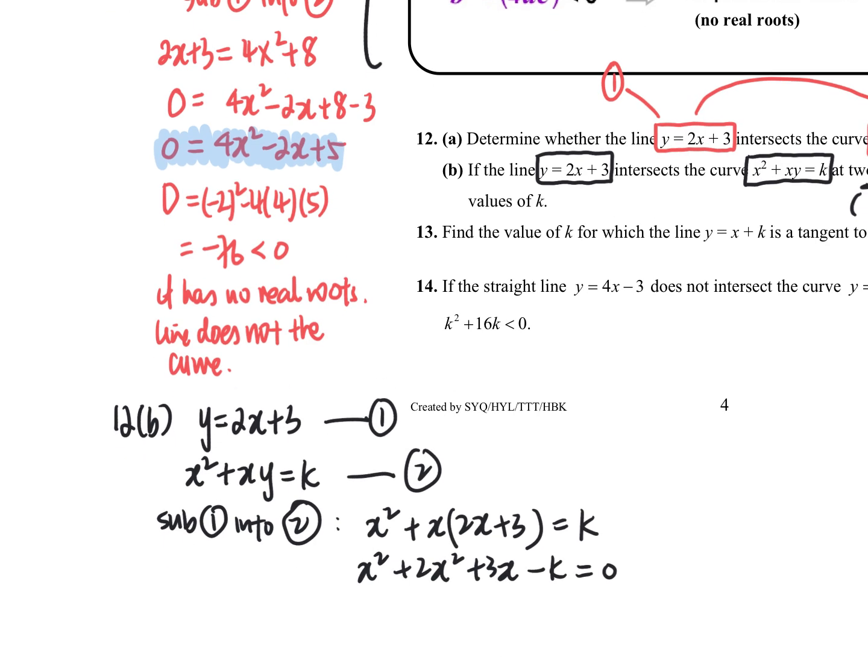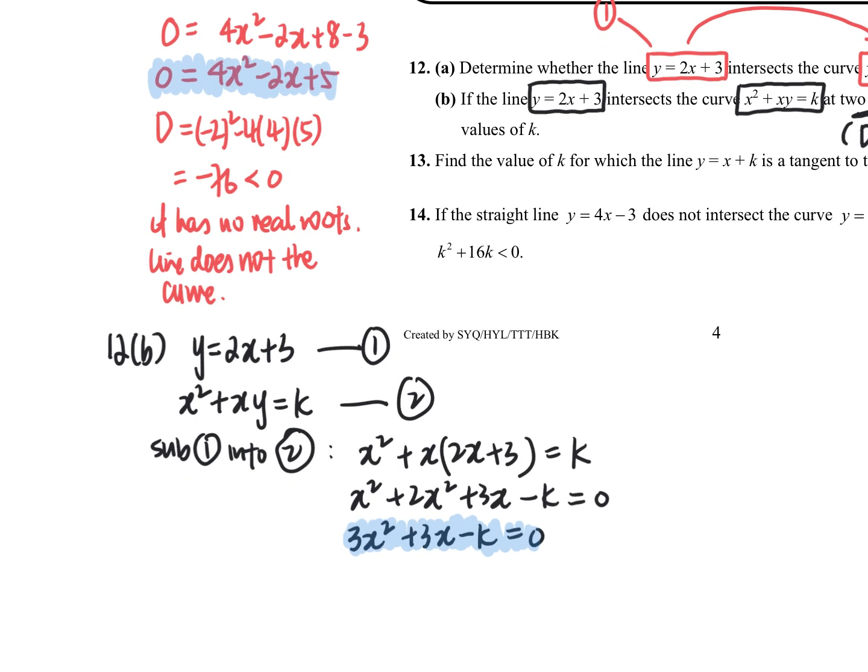Okay, always rearrange until it is in the right order so that your ABC is very obvious to you. Okay, so this is your new quadratic. Once you have created it, you can start talking about discriminant. So this is the quadratic that represents this line cutting the curve.